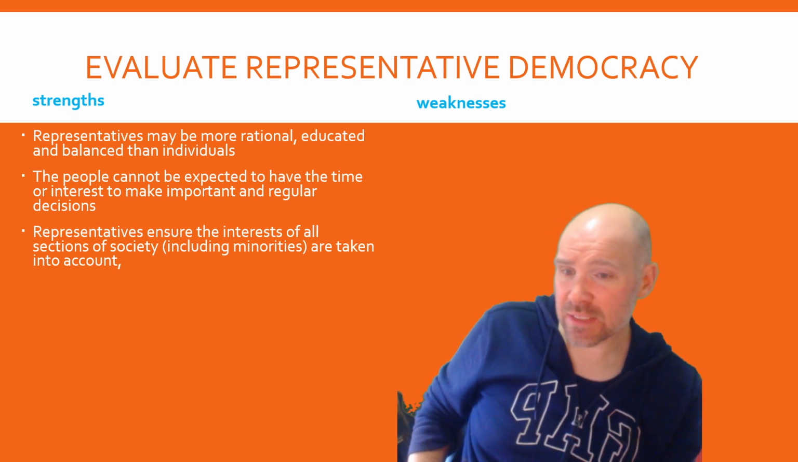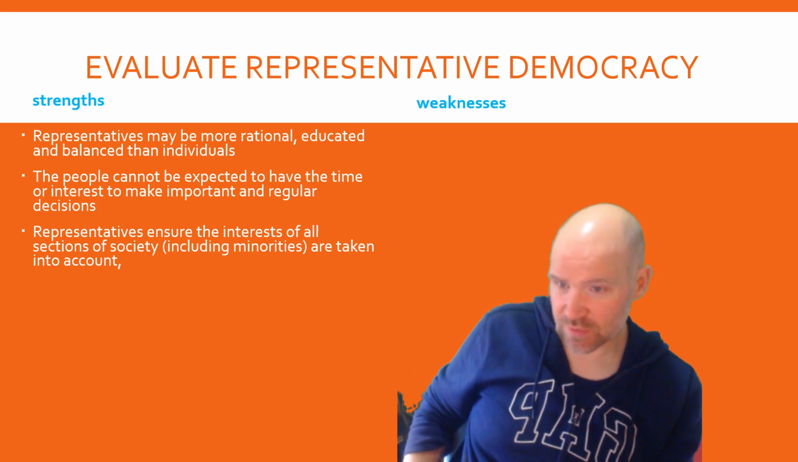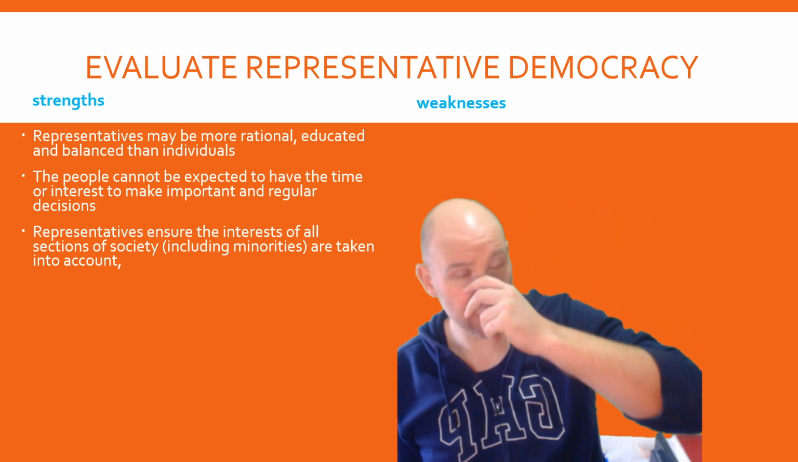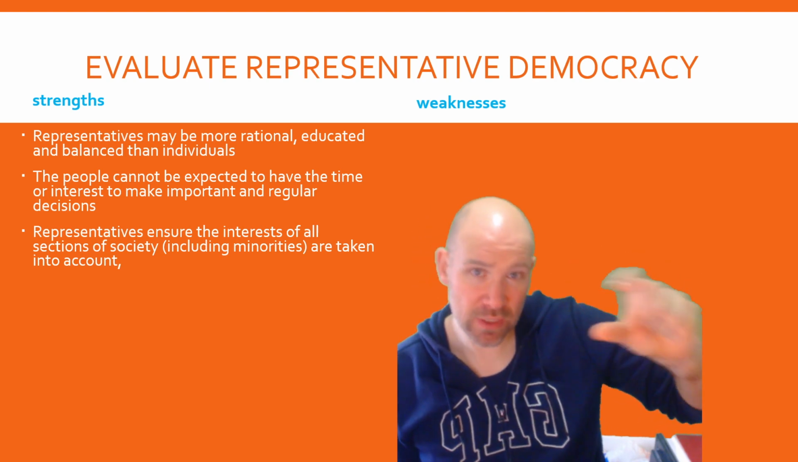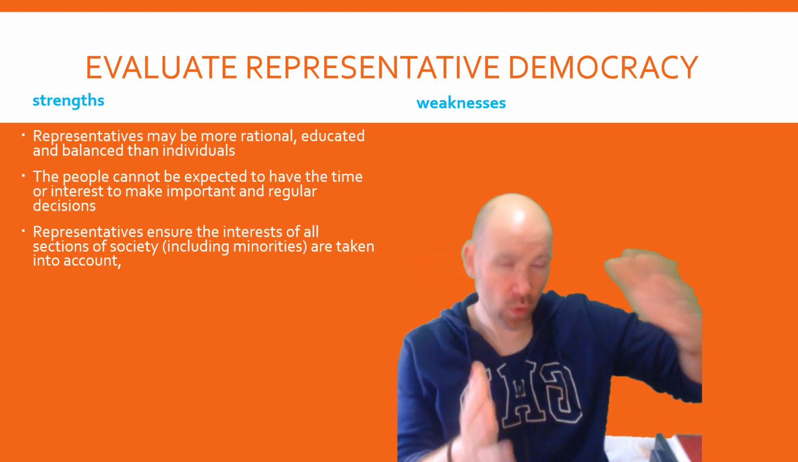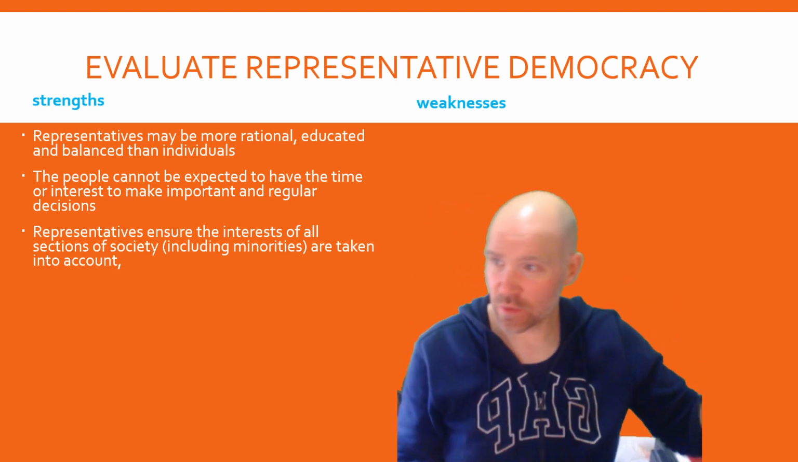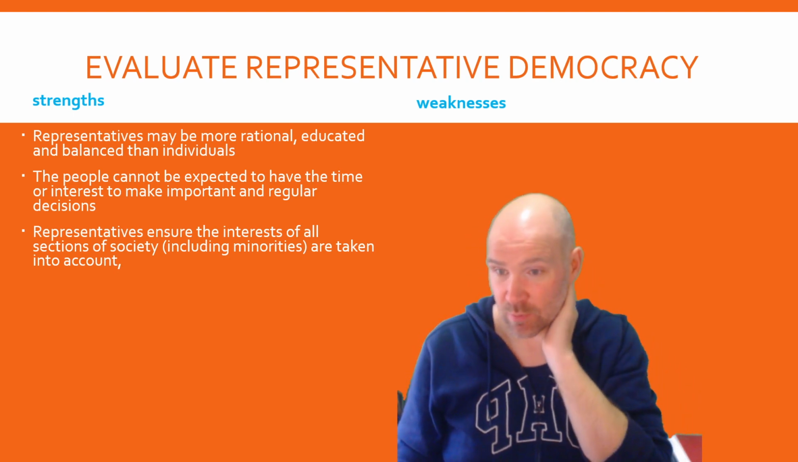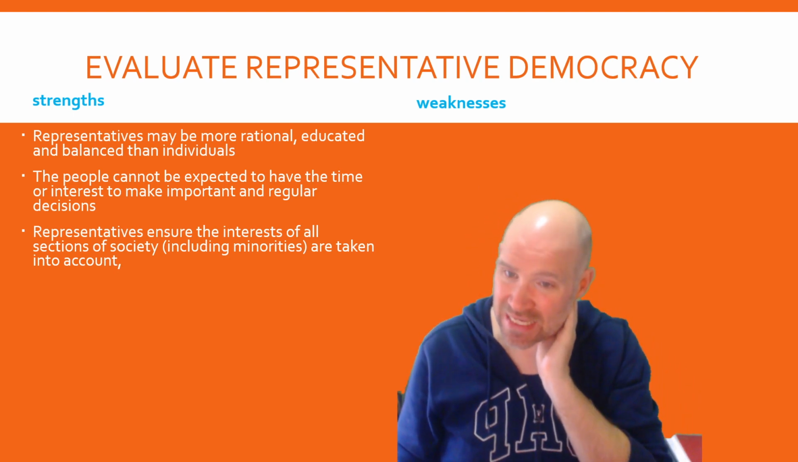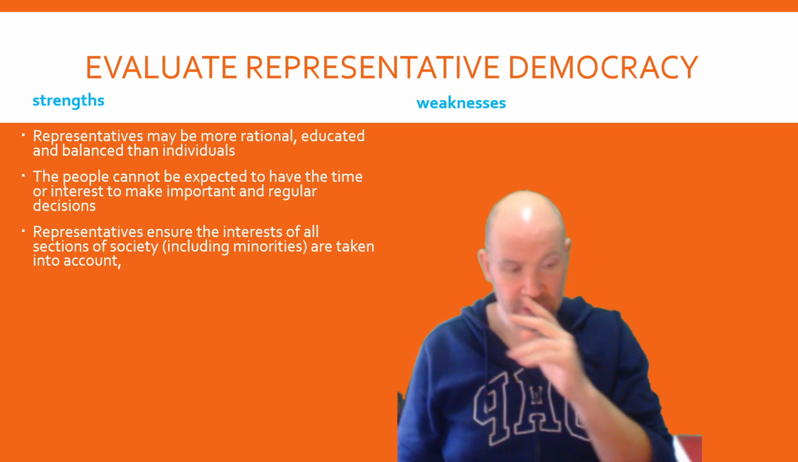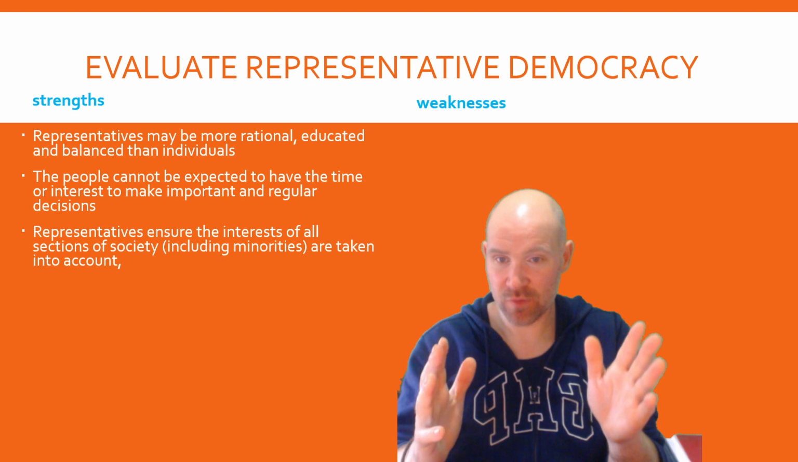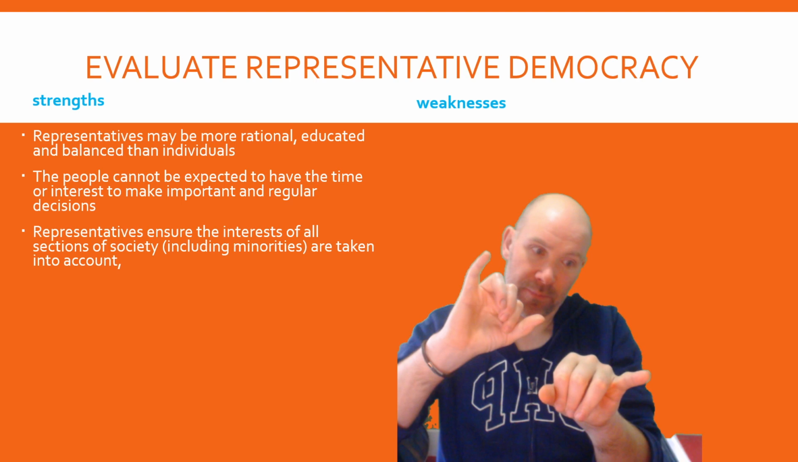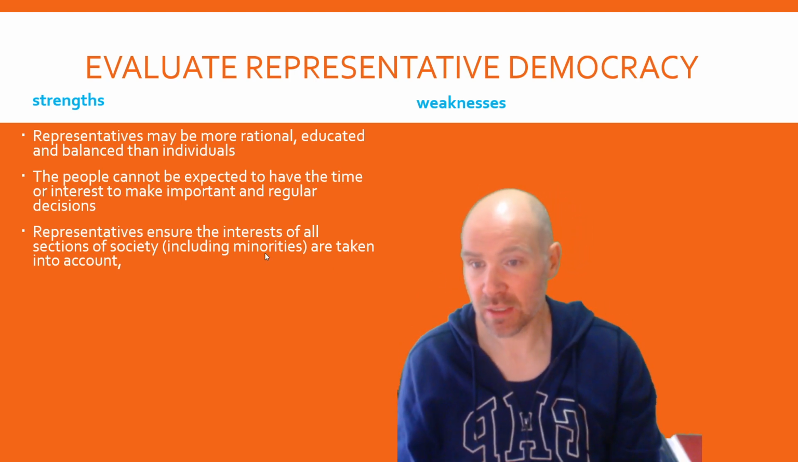Third one, representatives are supposed to ensure that the interests of all sections of society, including minorities, are taken into account. Now, remember, one of the disadvantages of direct democracy was what we call the tyranny of the majority. If 51% of people want something, then they can ignore what the 49% of people don't want, because it's a simple majority. The idea here is that a representative is able to think about, well, what is in the best interests of everyone? Where will a minority be unfairly penalized by the actions of the majority?